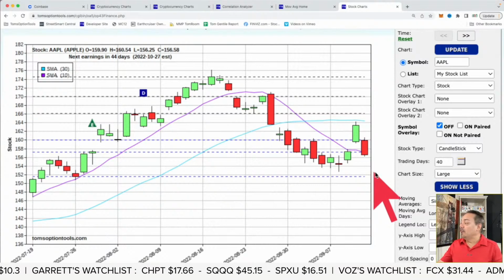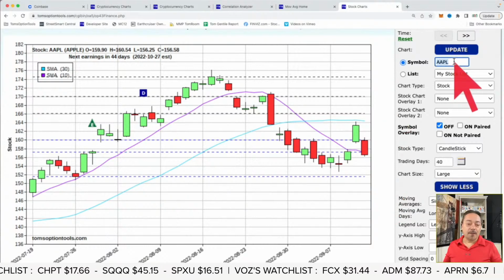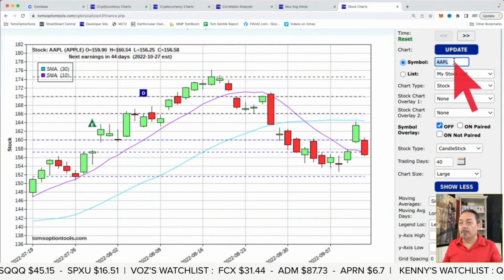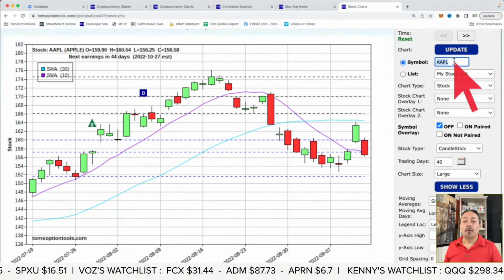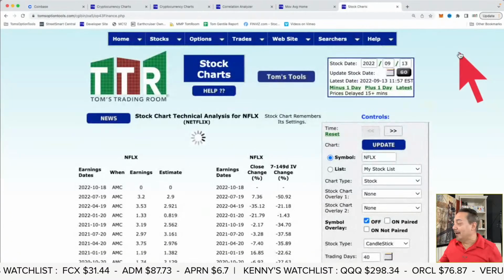Again, we can look at noise filters. We're going to talk about that tomorrow. Let's see. So I've looked at Facebook Meta. I've looked at Apple. I looked at Amazon. I've looked at Google. Let's take a look at two more. So NFLX. I haven't looked at these in so long with you guys.